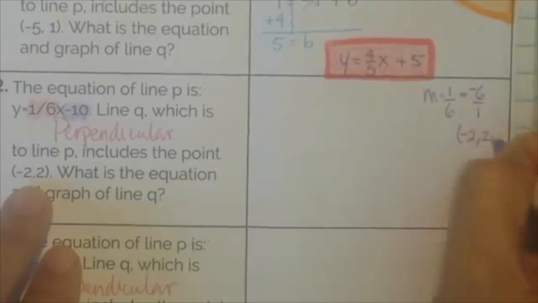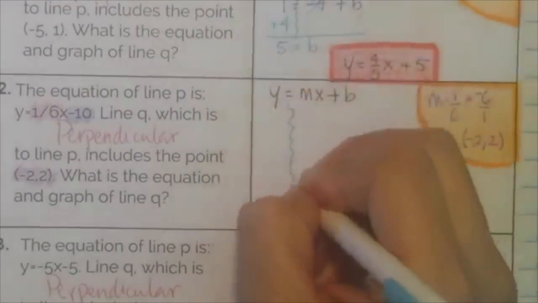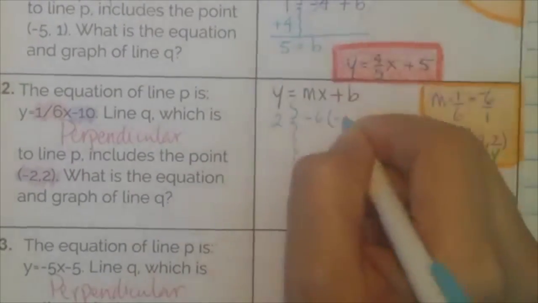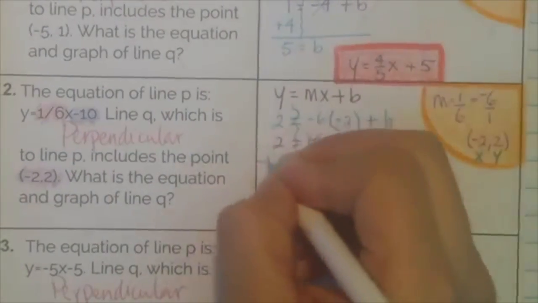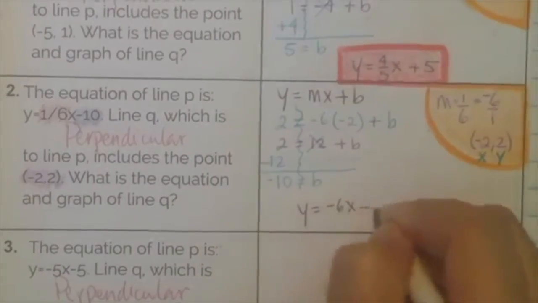A triangle. All right, and it goes to the point negative 2, 2. So again, start with y equals mx plus b. You could use the other one, but this one's faster. Plug in 2 for y, negative 6 for m, and negative 2 for x. Go ahead and solve. There are no fractions in this one. Yay. You get b is equal to negative 10. Plug it back in. So y equals negative 6x minus 10.